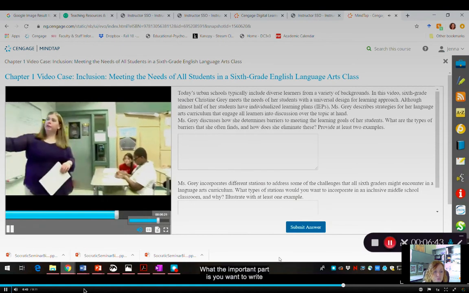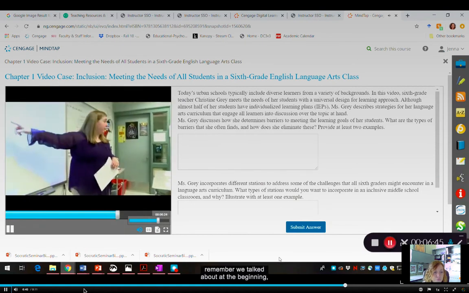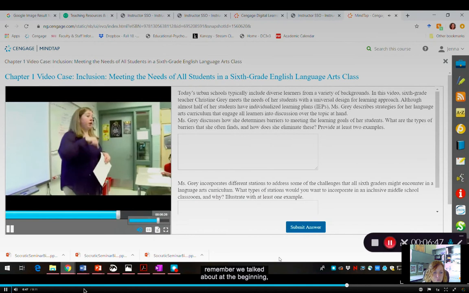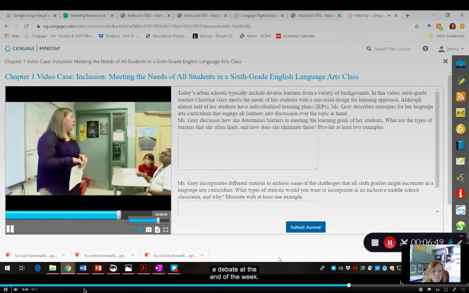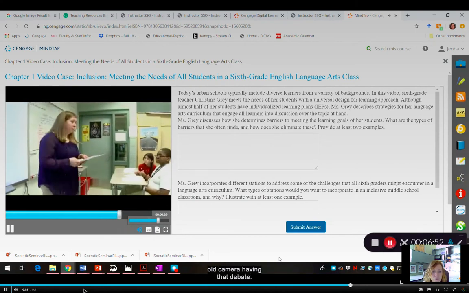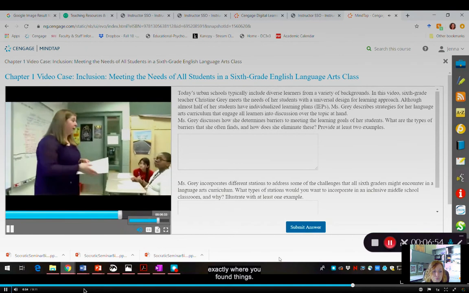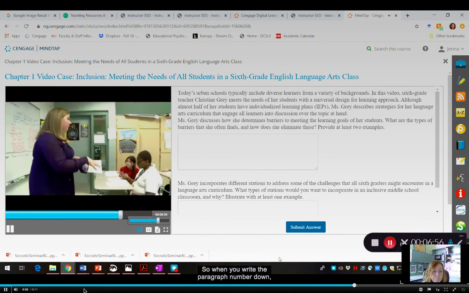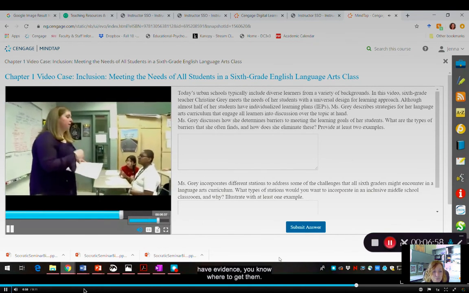What's important is that you want to write the paragraph number, because remember, I mentioned at the beginning that you were having a debate at the end of the week. This is going to be 4 days old by the time we're having a debate, so you're not going to remember exactly where you found things. We need to write the paragraph number down, so if you want to use one of these things as a piece of evidence, you know where to get them.